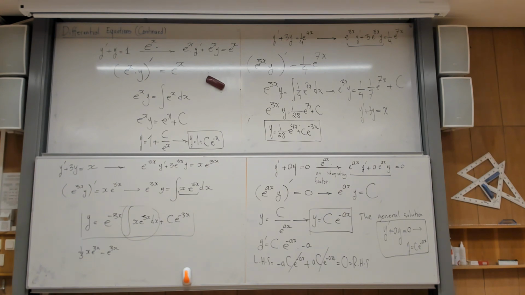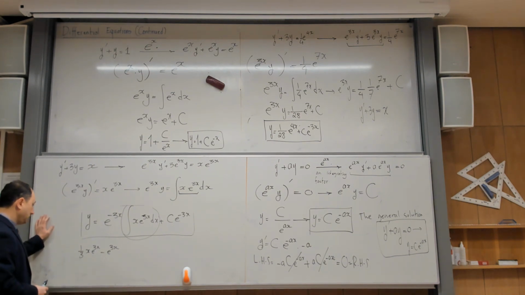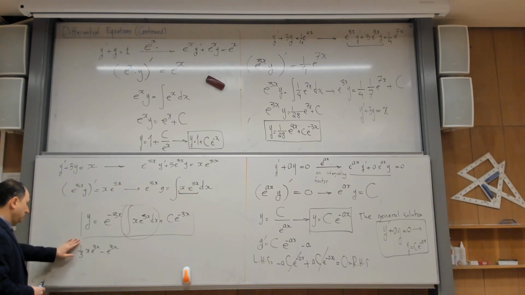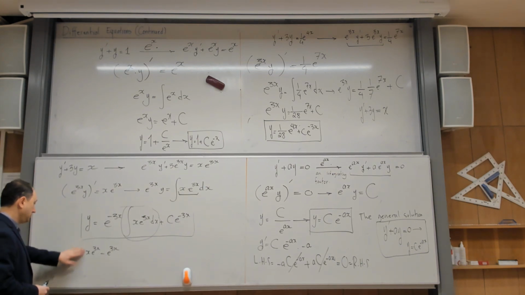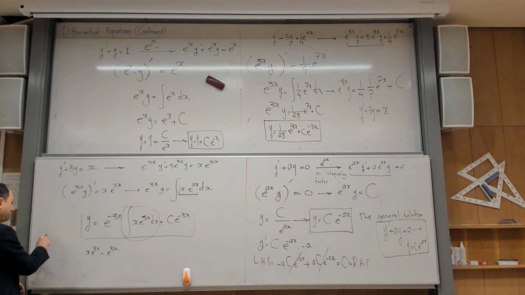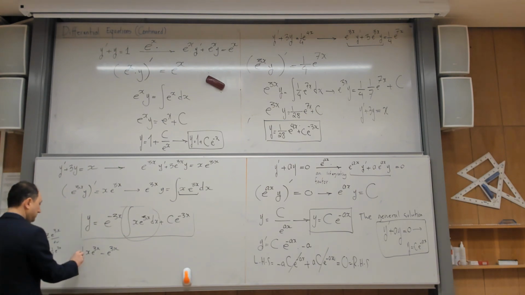That might be... So let me calculate it. It's not easy to guess. So this is u dv. So this means that this is 1. Yeah, so that would be, I think, this one.